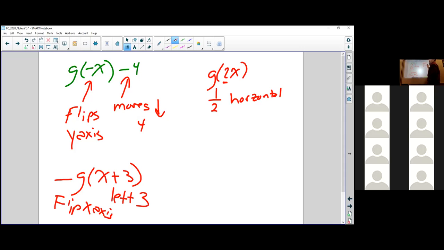It's basically a horizontal compression by a factor of half, or you multiply all of your x values by half.